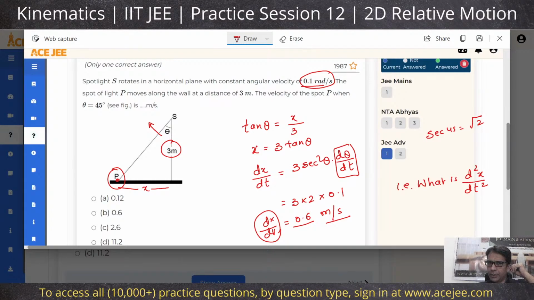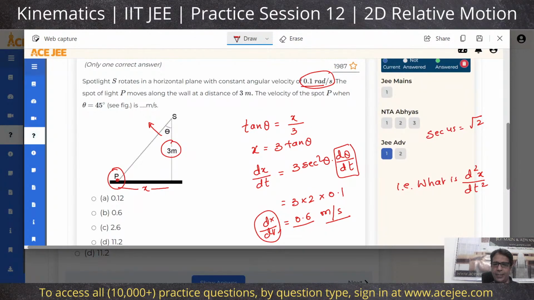Sir, we could double differentiate it, but wouldn't we need to know the angular acceleration of the spotlight? It is given that it is moving at a constant angular velocity, so that will be 0. Yes, sir. Then we can just simply differentiate it. Okay.